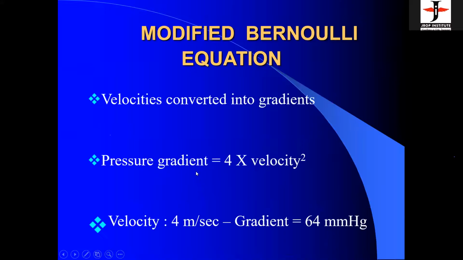Now, why do we say that taking velocity is very important? Velocities are converted into gradients. Gradients means a difference in pressure between the two chambers. Only remember this thing, a difference of pressure. And always this equation: gradient is equal to 4 into velocity squared. Suppose your velocity is 4 meters per second. The gradient is 4 into 4 into 4, velocity squared into 4.